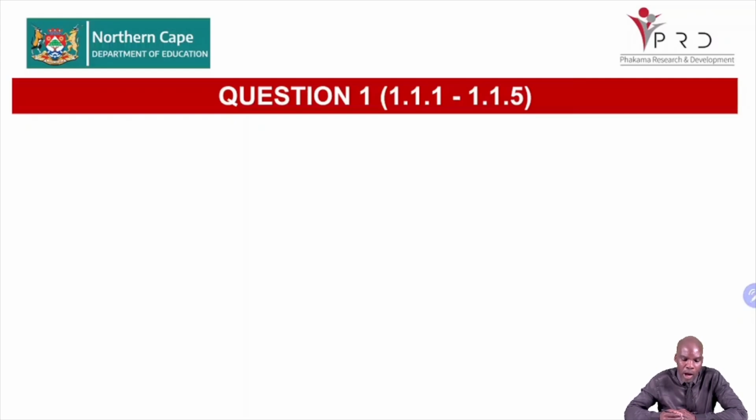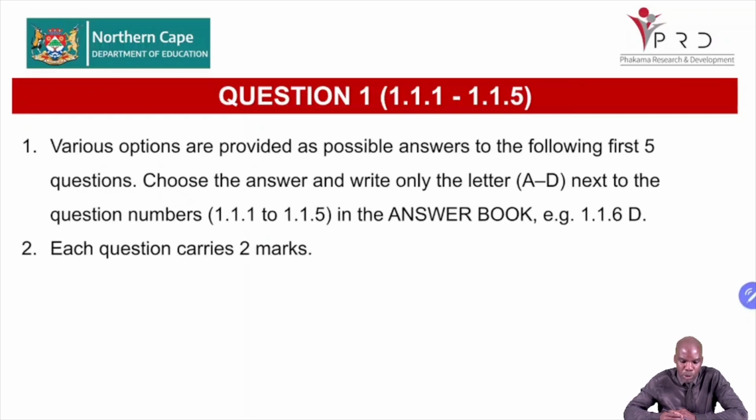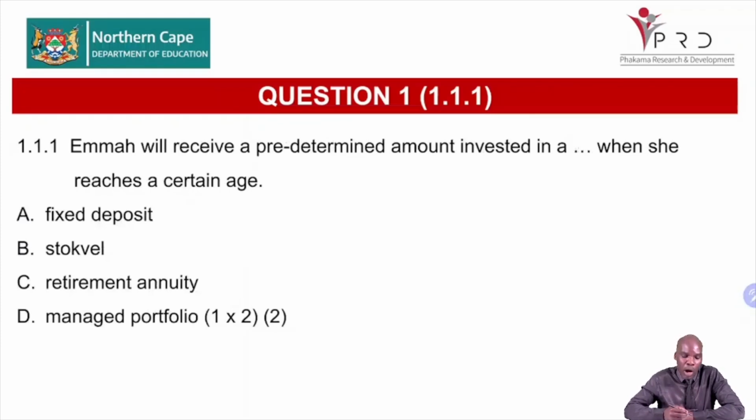Okay, let's now look at our questions, right? We are going to start with questions 1.1.1 up to 1.1.5. Each question carries 2 marks, and the instruction is: various options are provided as possible answers to the following first 5 questions. Choose the answer and write only the letter A, B, C, or D next to the question number in the answer book. For example, if for question 1.1.6, the answer happens to be D, you will then write D next to the question number 1.1.6. All right, let's delve into our questions.